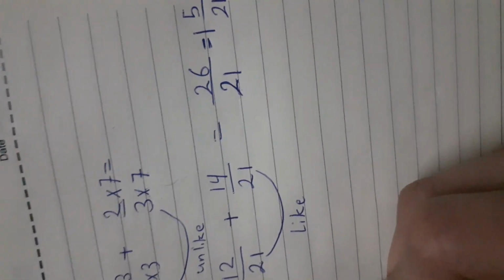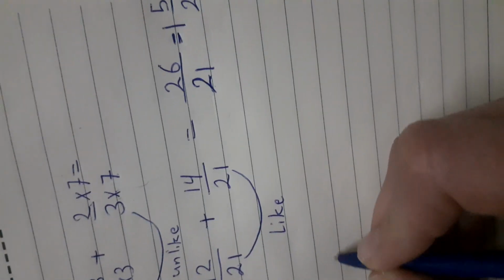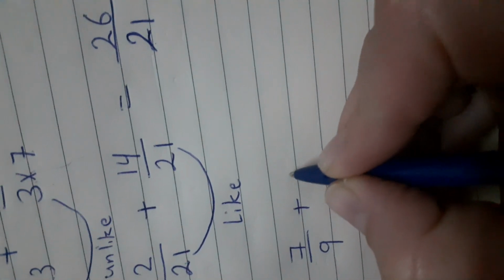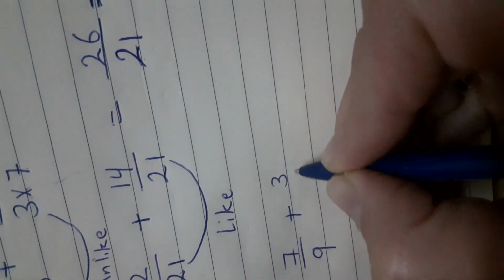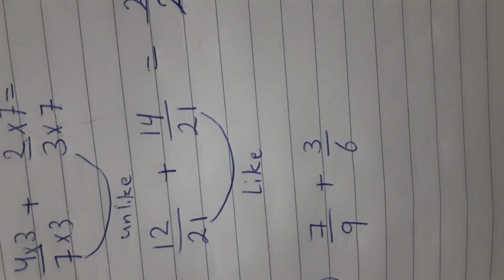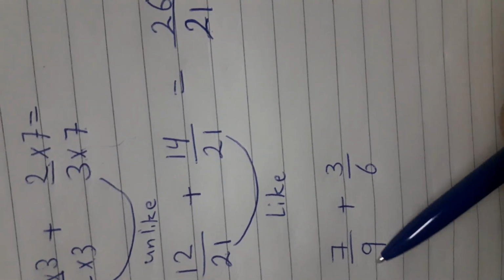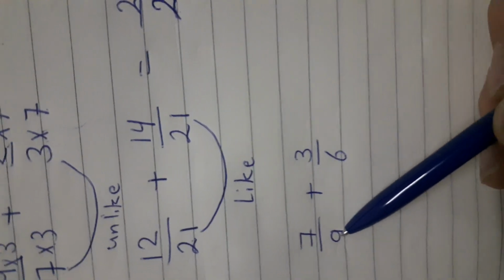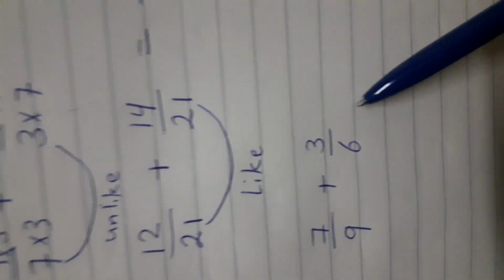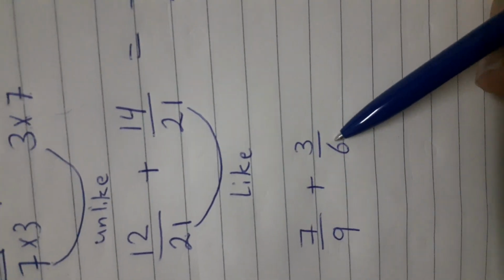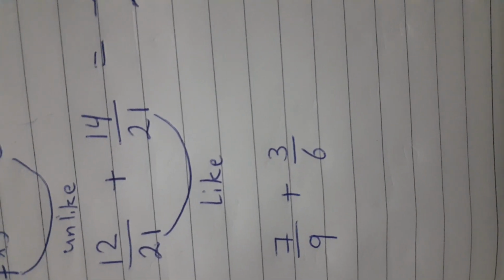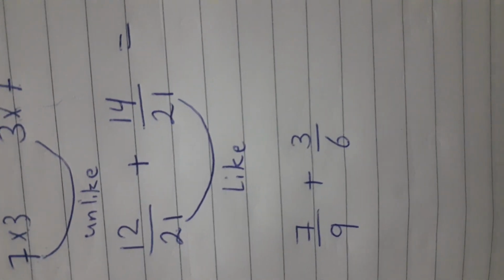Third example, let's say 7/9 plus 3/6. Okay, let's try this. Is 9 a multiple of 6? No. Is 6 a factor of 9? No. So we can't change 6 to 9 or 9 to 6.